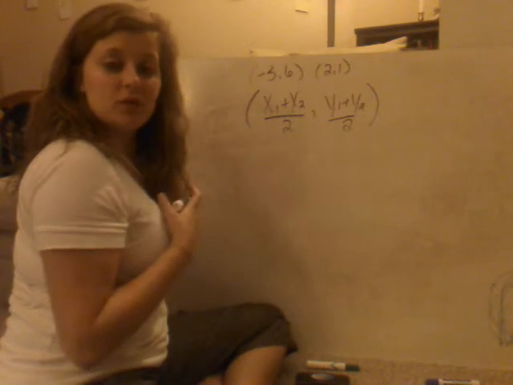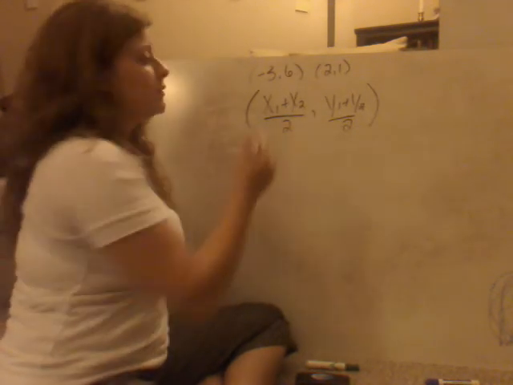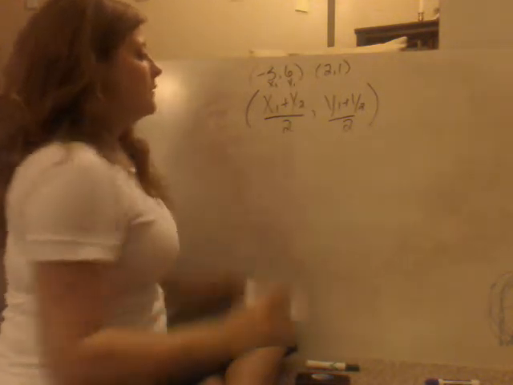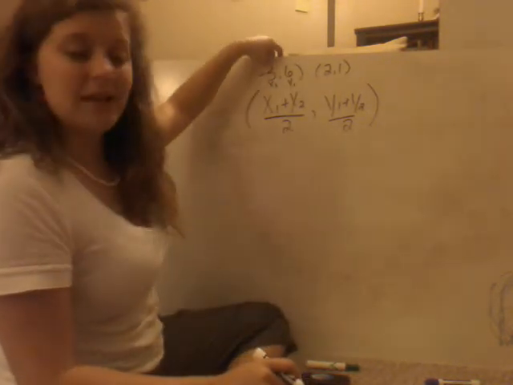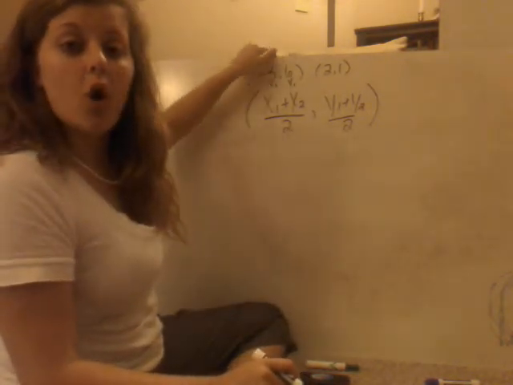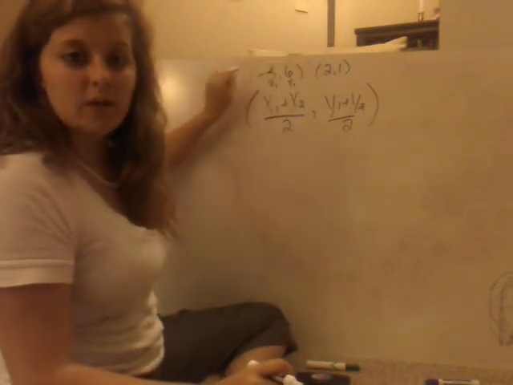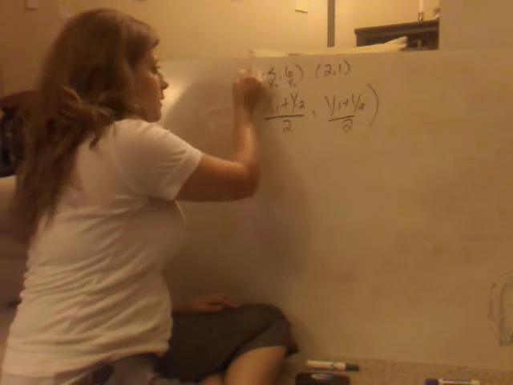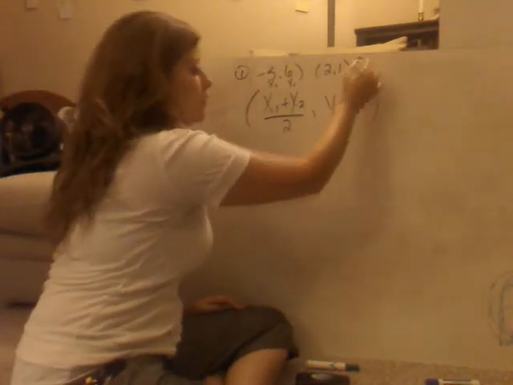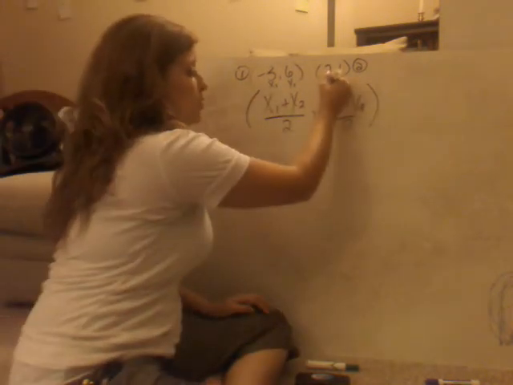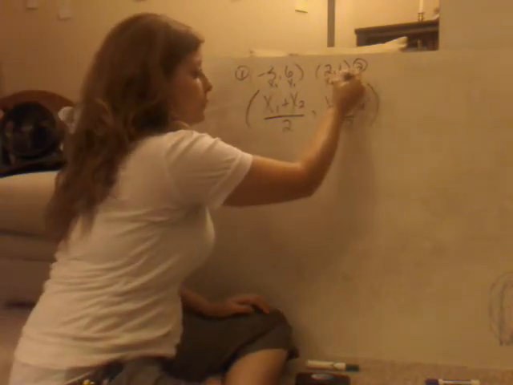I decide which one is the first point and which one is the second point. So I'm deciding that this is x1 and y1. Now, a lot of you are trying to make this x1 and x2. It is always, always, always going to be x and y. So if I tell you this is point 1 and this is point 2, this is going to be x1, y1, and this is going to be x2, y2.